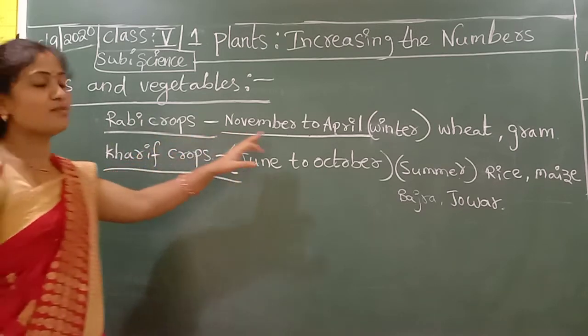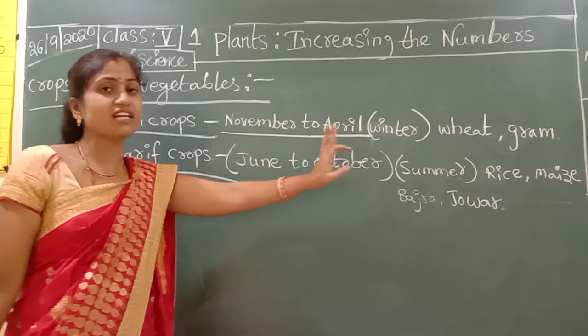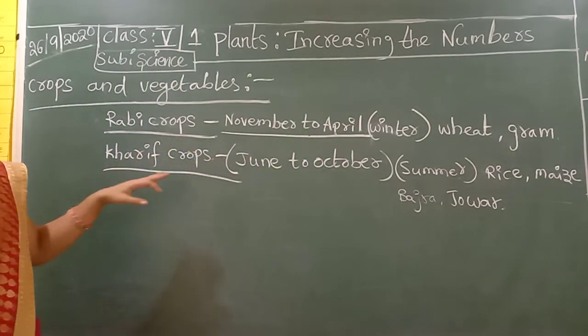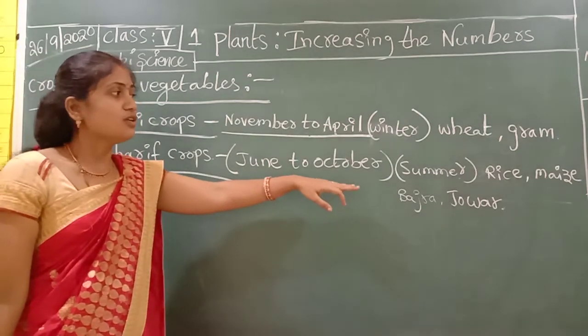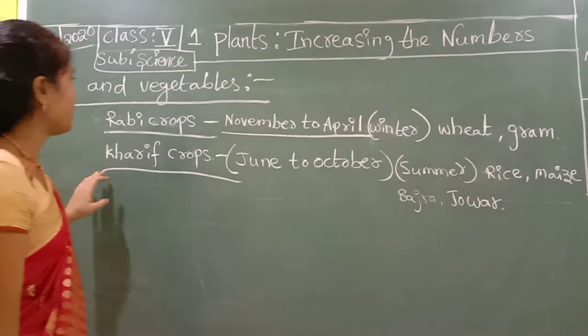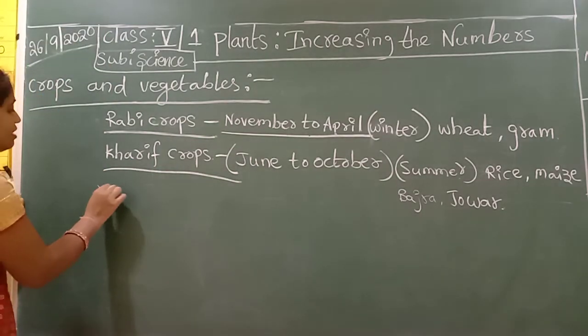Rabi crops means November to April, winter season. Mostly wheat and gram they are planting. Next, kharif crops, June to October. They are cropping rice, maize, bajra, jowar. So next, vegetables.